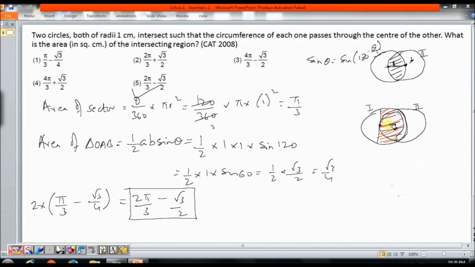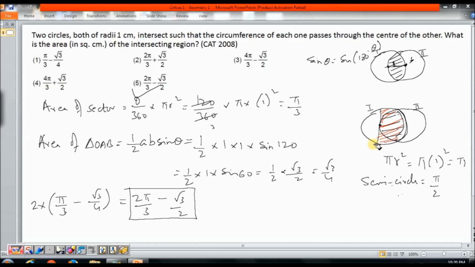So what will be the area of this circle? Area of this circle will be pi r square, which is nothing but pi into 1 square, which is nothing but pi. So I know the area of the circle is pi. So area of semicircle will be nothing but pi by 2. So I know that the area that I am trying to find out has to be less than pi by 2.